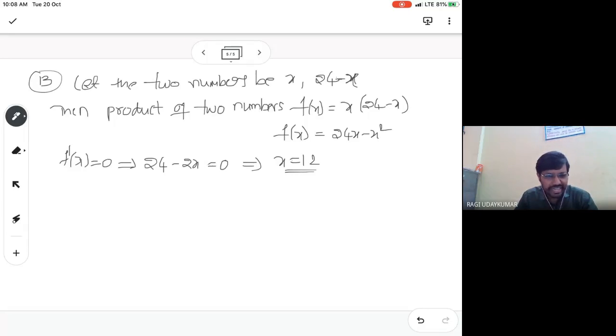So the function is defined in a, what is the domain of this function? What is the domain of this function? Aman, what is the domain of that function?